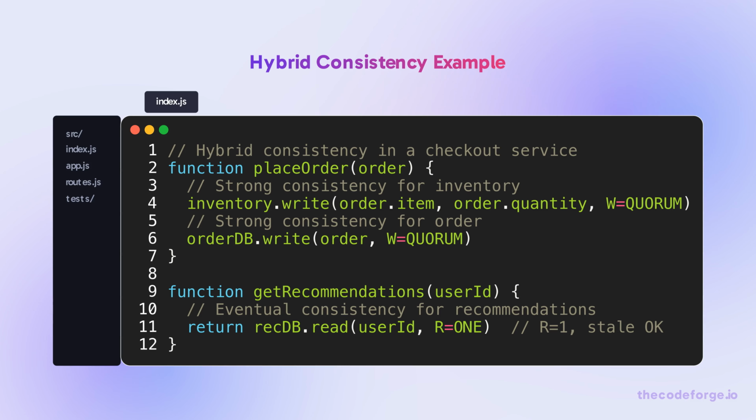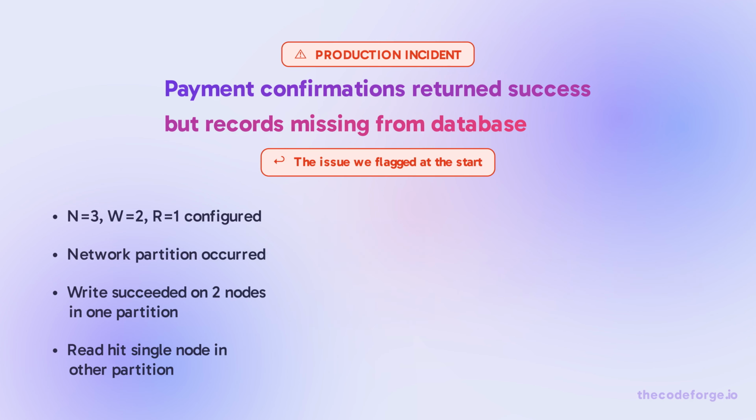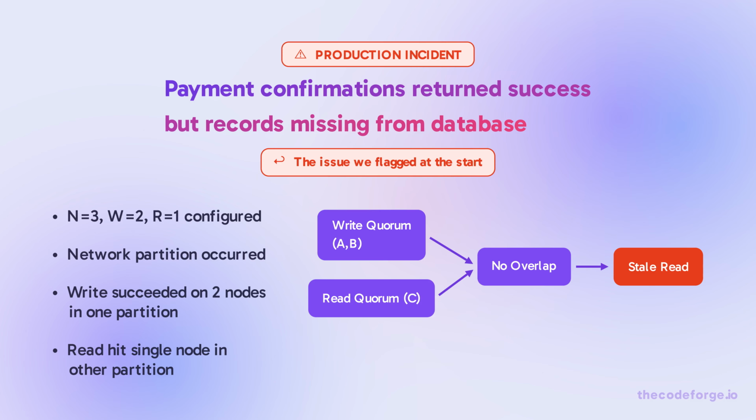In a checkout service, use quorum for inventory and order writes to ensure strong consistency. For recommendations, use R equals 1 for low latency, accepting that data may be slightly stale. This is the same issue we highlighted at the start. Here's exactly why that happened. The cluster had N equals 3, W equals 2, R equals 1.